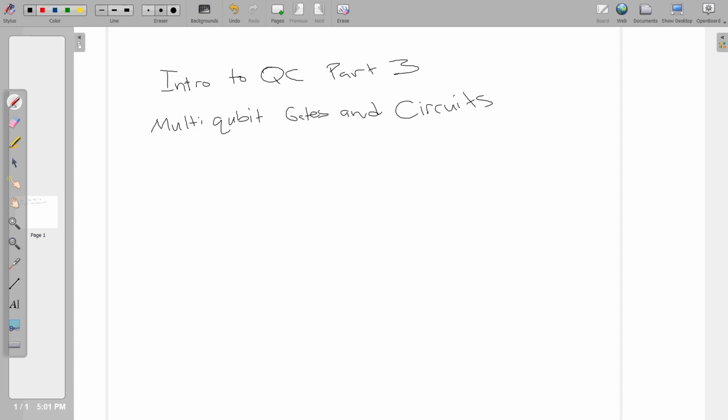And we're talking about multi-qubit gates. So we already talked about single qubit gates, eigenvectors, eigenvalues, Hadamard, etc. So we know that if we have two circuits, or two qubits, sorry, in the zero state, right?